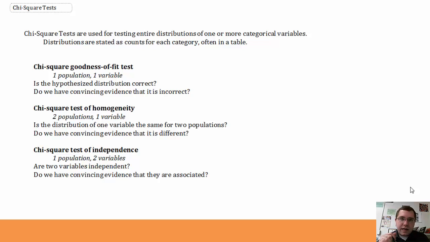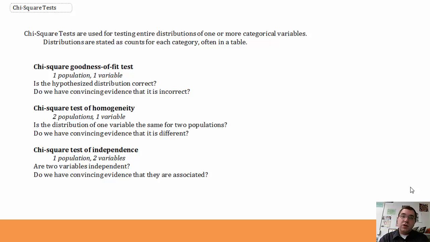Then there's a chi-square test of homogeneity. The prefix homo means same, so a test of homogeneity has to do with the sameness or lack thereof of two populations according to one variable. So is the distribution of one variable the same for two different populations?